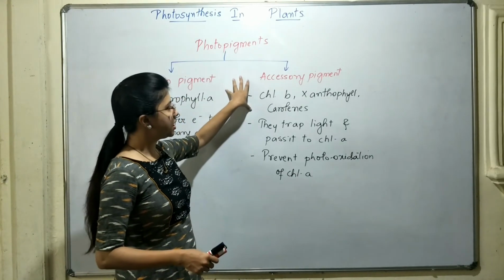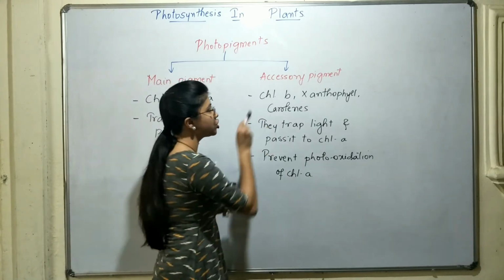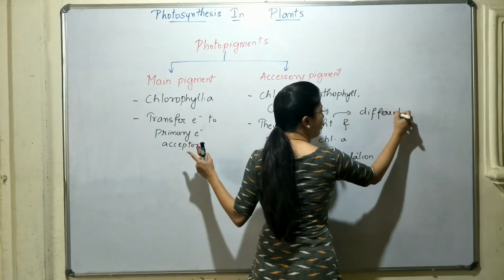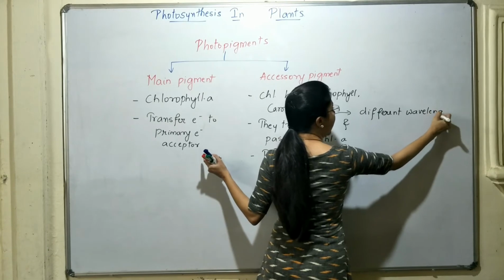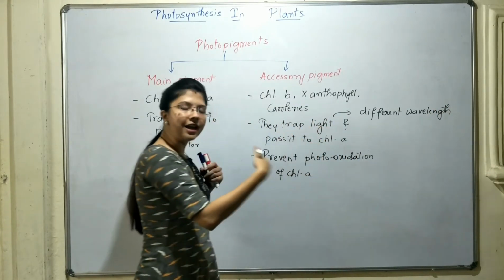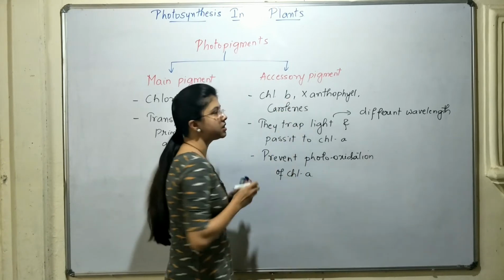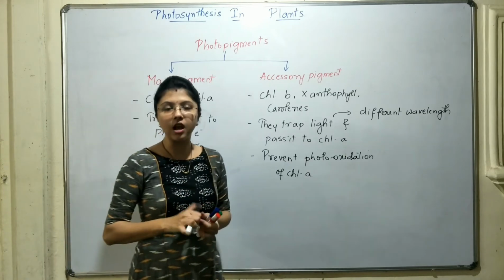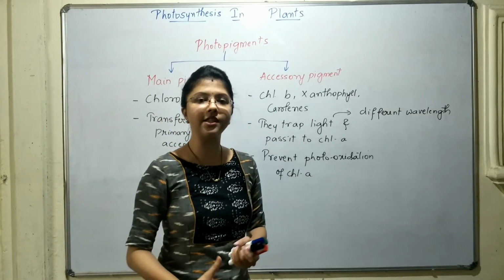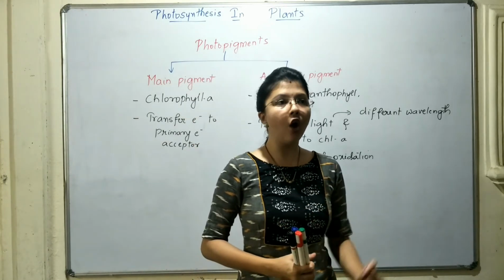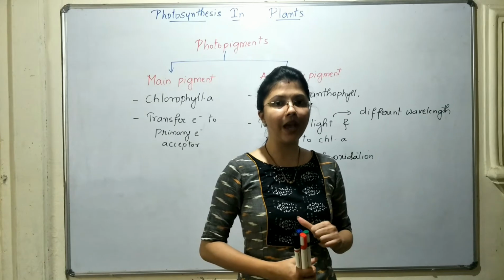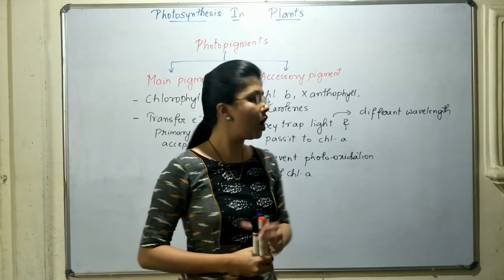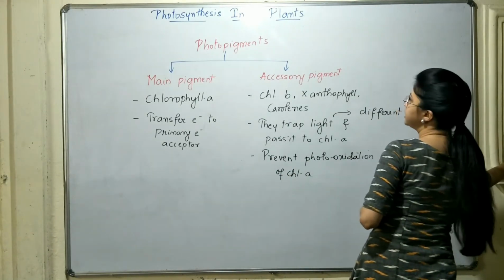So these accessory pigments will trap light. Again, the light trapped by the accessory pigments will be of different wavelengths. Chlorophyll A molecule is going to absorb light of a specific wavelength, and light of other wavelengths will be absorbed by the accessory pigments like chlorophyll B, xanthophylls and carotenes. Together, these pigments along with the protein molecules form the light harvesting complexes, which are a part of the photosystem, and ultimately these photosystems help in carrying out the light reaction. So let us now see the photosystem.